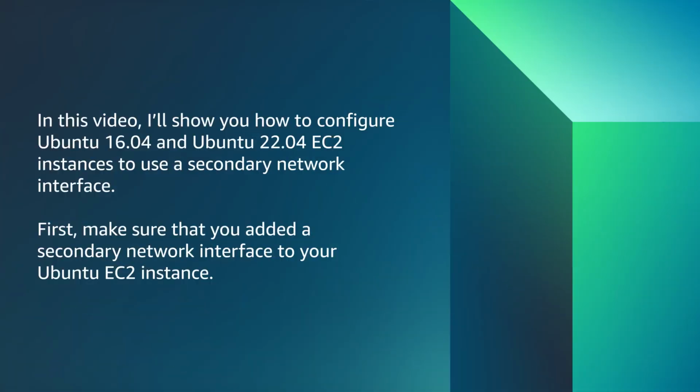Today, I'm going to show you how to make your secondary network interface work in your Ubuntu Amazon Elastic Compute Cloud instance. Let's get started. In this video, I'll show you how to configure Ubuntu 16.04 and Ubuntu 22.04 EC2 instances to use a secondary network interface. First, make sure that you added a secondary network interface to your Ubuntu EC2 instance.